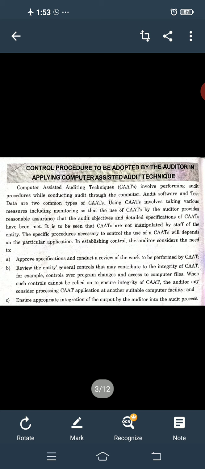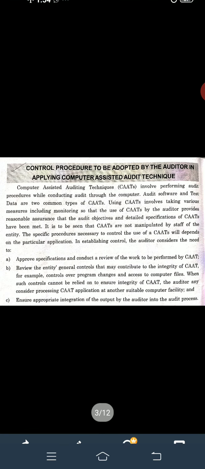The auditor uses CAATs in order to conduct the audit, and he should ensure that the staff of the company do not manipulate them or do anything wrong, and do not change any data in the CAATs. The specific procedure necessary to control the use of CAATs will depend on the particular application.